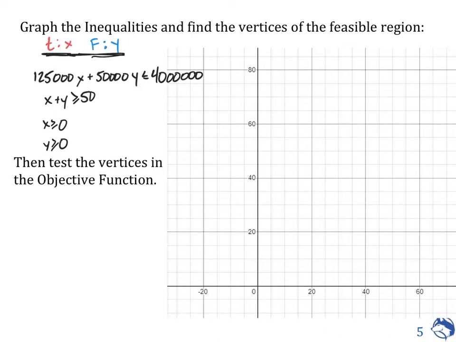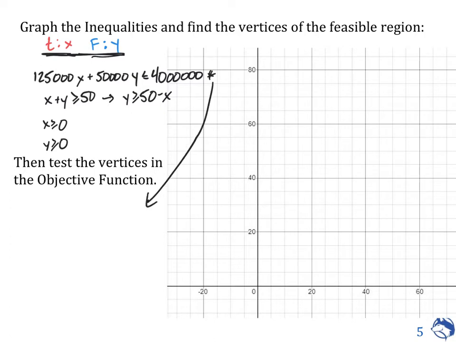Okay. Now I need to solve all these inequalities for y so that I can graph them. The only really challenging one is this one, so I'm going to save this one for a second. This one, I'm just going to subtract x from both sides, so then I'll get y is greater than or equal to 50 minus x. And then this one will go over here for a second just to have a little more space.